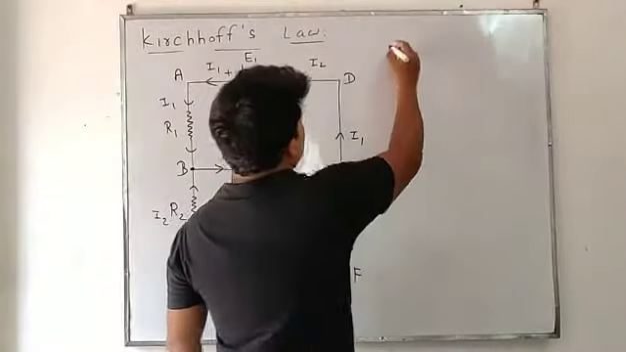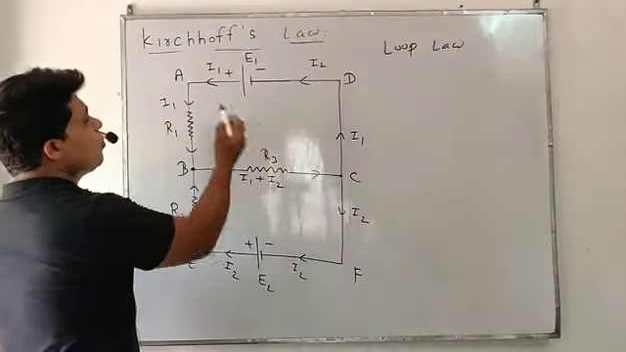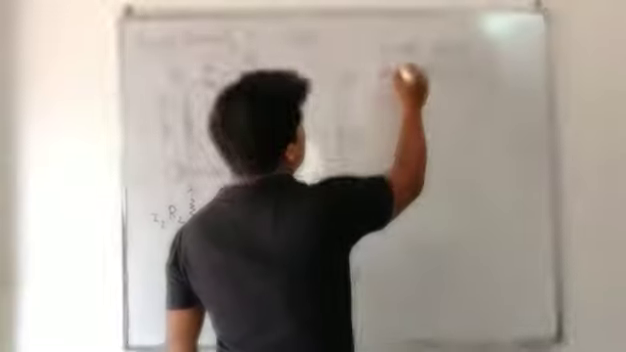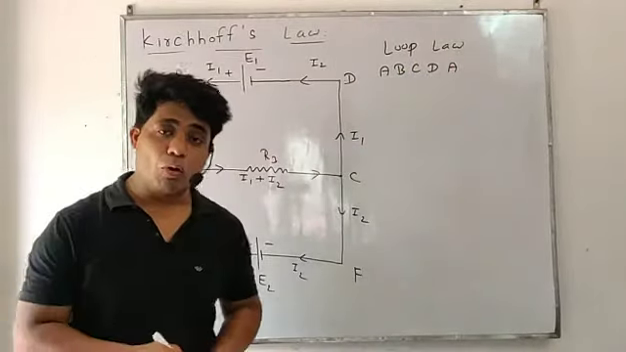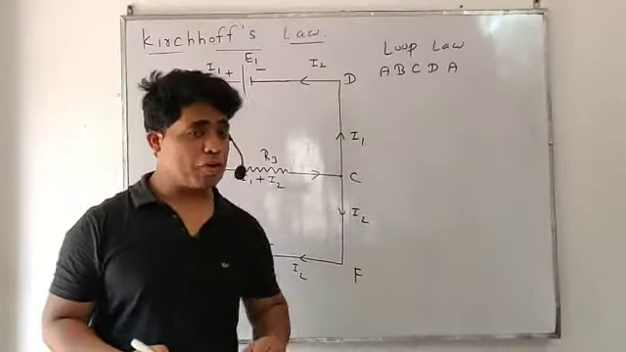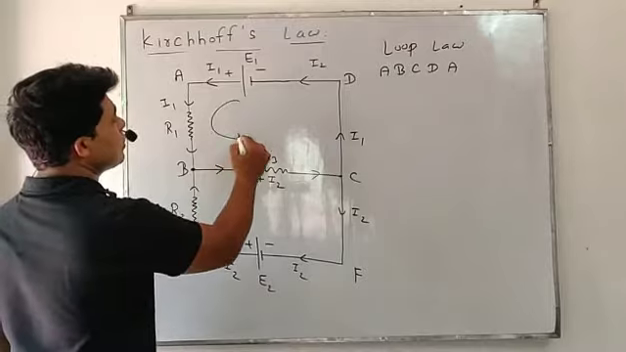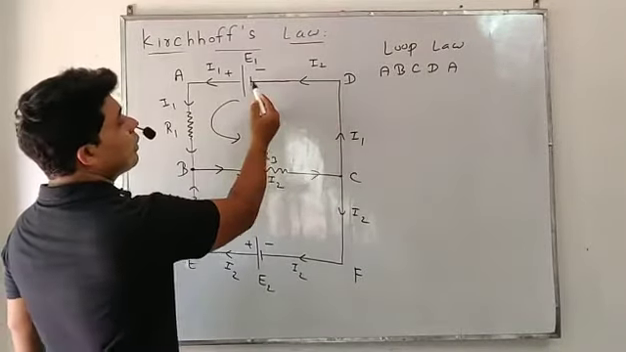First of all, I am going to apply the loop law in loop A, B, C, D, A. I'm going to apply Kirchhoff's second law, the loop law, for getting the amount of current. Look students, we'll start with the positive terminal and end with the negative terminal.